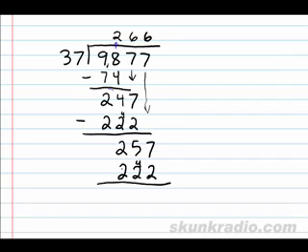Draw a line under it, subtract. 7 minus 2 is 5. 5 minus 2 is 3. And 2 minus 2 is 0. Okay, so there it is. That's my remainder down here. Let me bring it up here and write R for remainder, 35. And so that's the final answer.